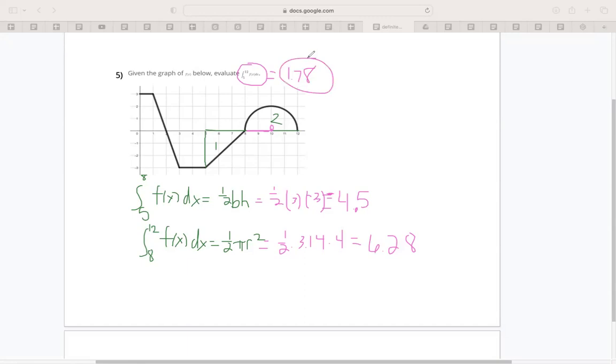Okay, good luck. If you have any questions, let me know. Your homework then is to finish the rest of this packet. Remember, you can skip number 2 because we already did number 2 on the other page.